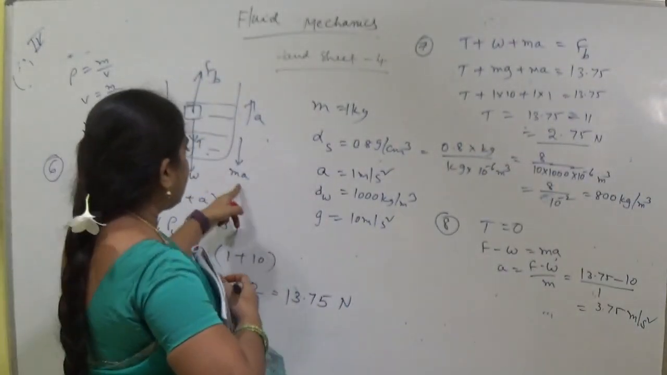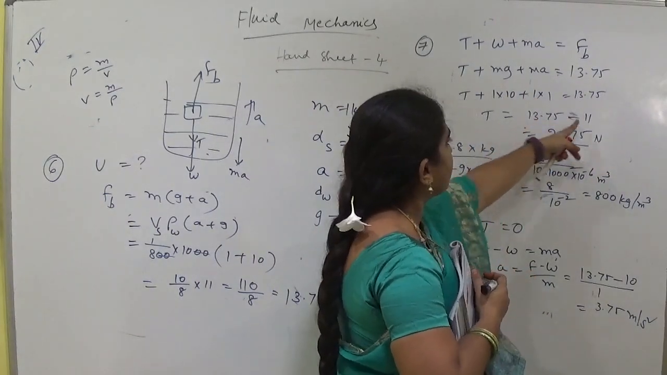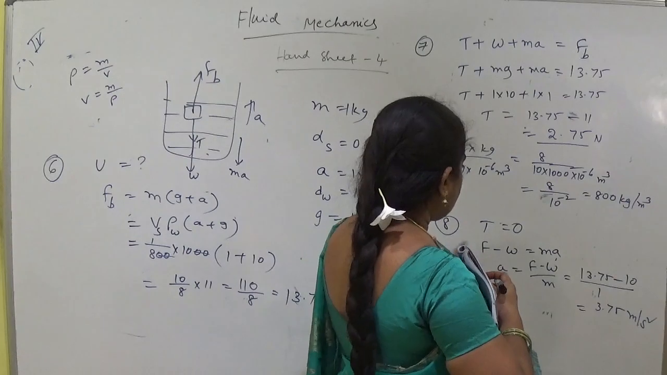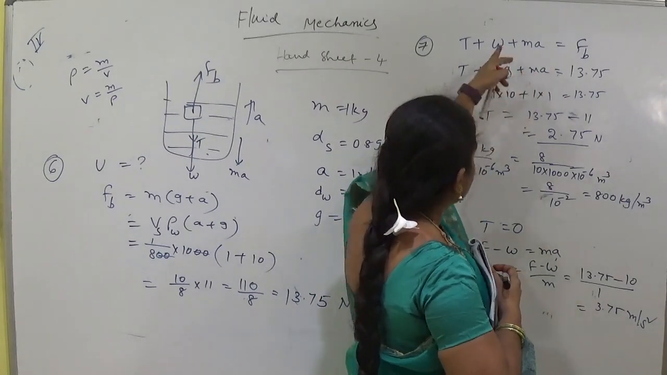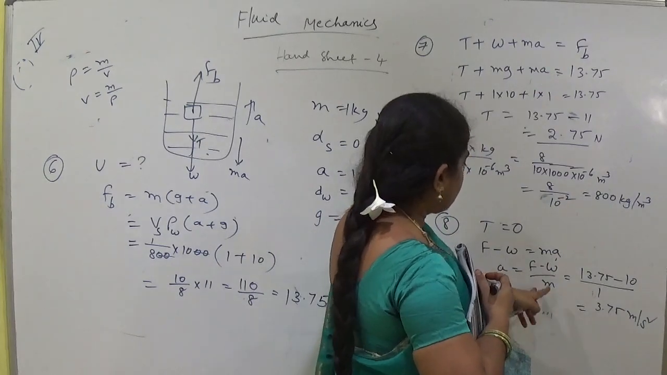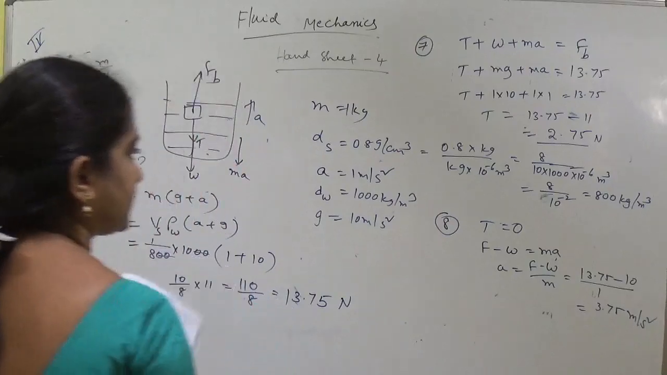T plus W plus MA is equal to FB. FB value 13.75 minus 75. Tension is equal to 0. F minus W is equal to MA. So A is equal to F minus W by M. Calculate.